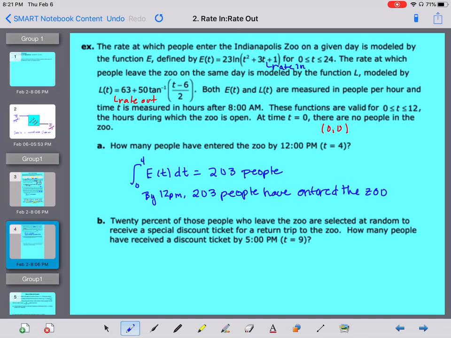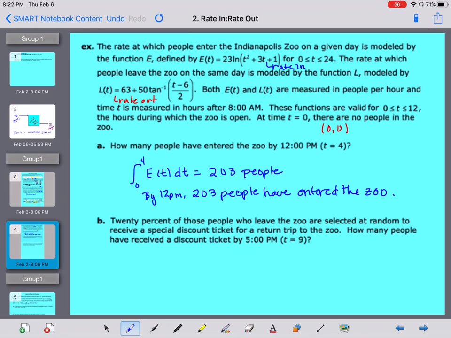Okay, so people entering the zoo, 203 people, 12 p.m., all 3 parts are there. Okay. So B says 20% of those people who leave the zoo are selected at random to receive a special discount ticket for a return trip to the zoo. How many people have received a discounted ticket by 5 p.m.? So now we're talking only about people who are leaving the zoo. So we're only really going to be dealing with our rate out problem.